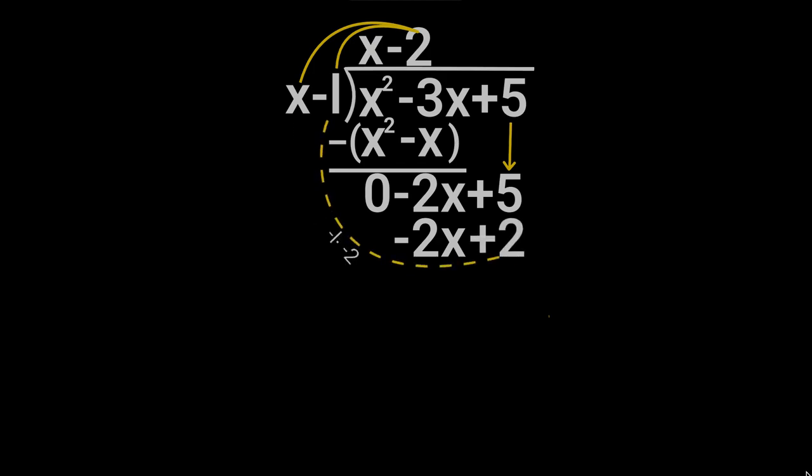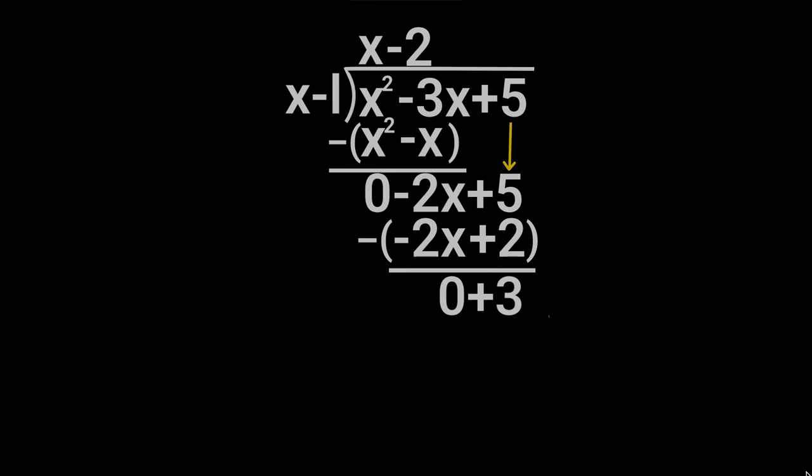Now we're done with multiplication, and then we gotta subtract. Then if we subtract negative 2x minus 2x, they will cancel each other out, and that will be 0. And then we have 5 minus 2 will be 3. Now 3 is the remainder here.